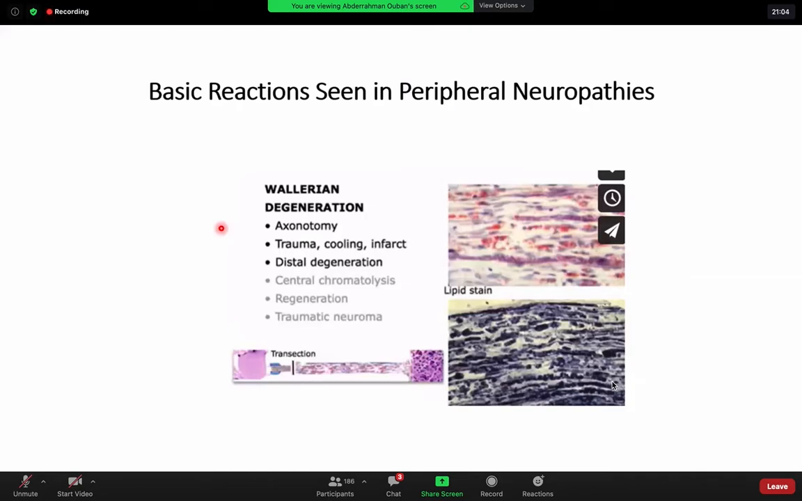So in Wallerian degeneration, the proximal stump of the nerve will degenerate up to the node of Ranvier that is immediately proximal to the transection. Whereas the distal section disintegrates structurally and is degraded chemically in its entirety, as you can see here, including the neuromuscular junction and resulting in muscular atrophy.